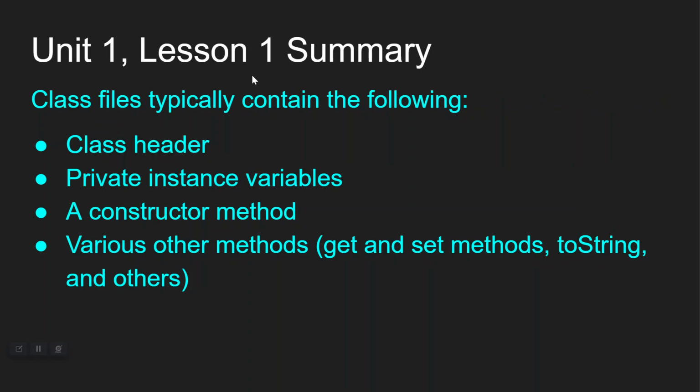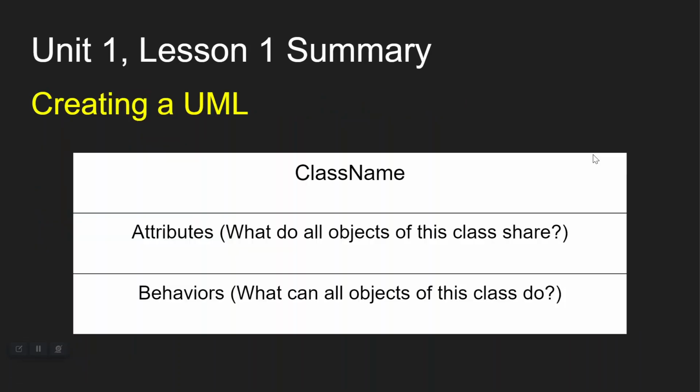Okay. So class files typically include the following things: a class header, private instance variables, a constructor, which is called a constructor method, and then various other methods such as get and set methods, your toString method, and anything else that you decide to program. And we will be practicing this throughout the class. You'll get really good, hopefully, at writing classes.